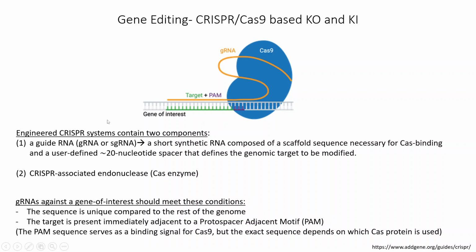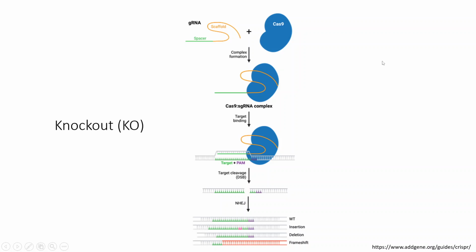So those are some of the main components of the CRISPR-Cas9 system that you would need to do a knockout or a knock-in. Okay. So how is a knockout done? You will have your gRNA.